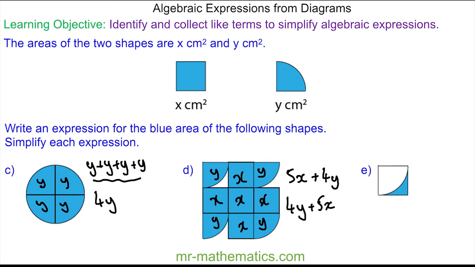And for question E, well, I'm going to begin by showing x, which is the square. And this is a blue square. Now I'm going to take away from this blue square a quarter circle, which is the y. So you can see we began with the x and we took away the y. So it is x minus y. Okay, let's try one more question.